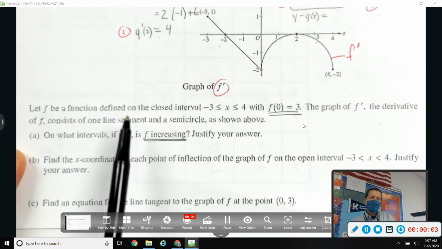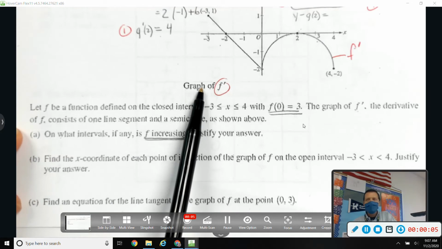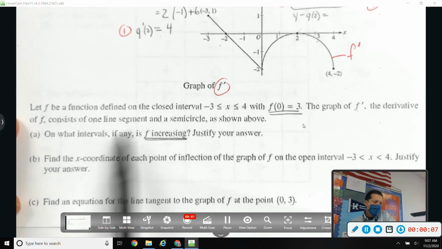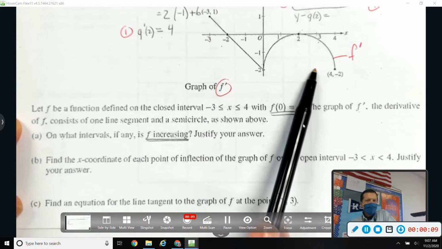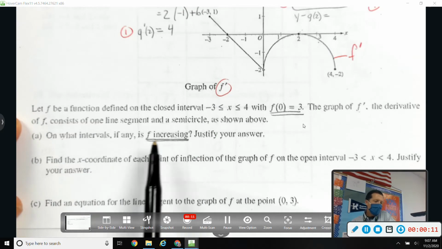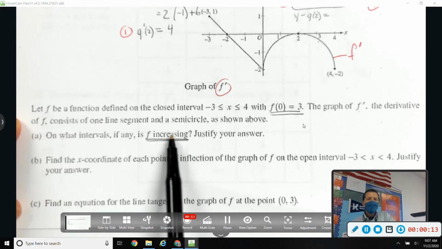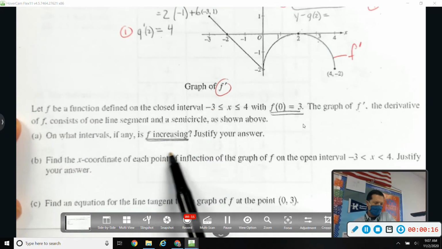So multiple choice practice, the very last one, because you will have one like this on the test. It's the graph of f prime, not the graph of f. On what intervals is f increasing? Again, your brain just knows what increasing means.